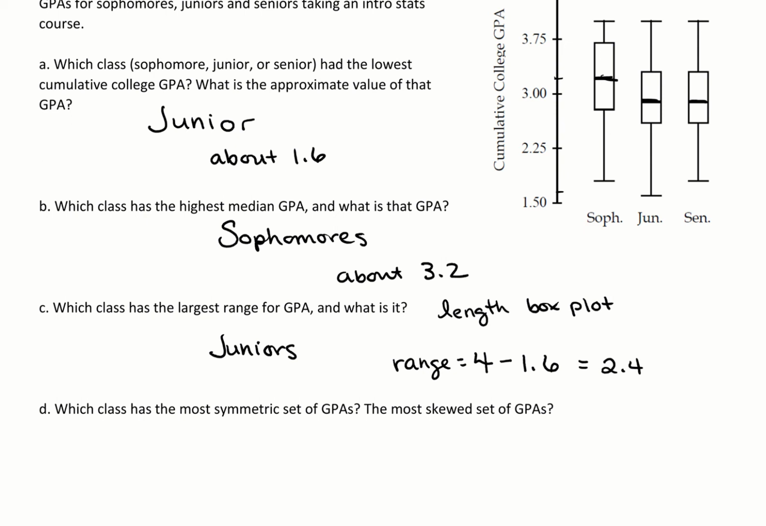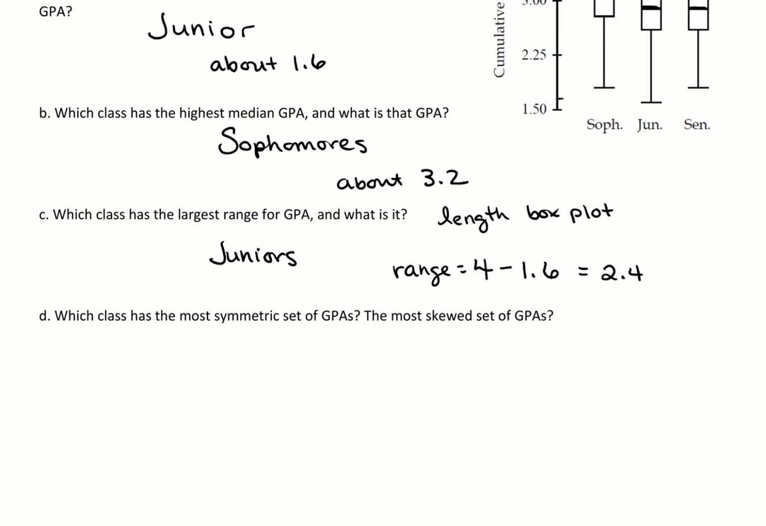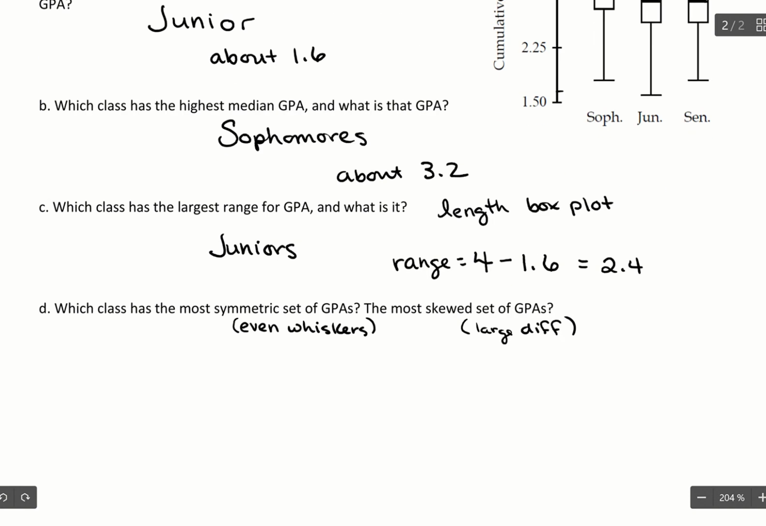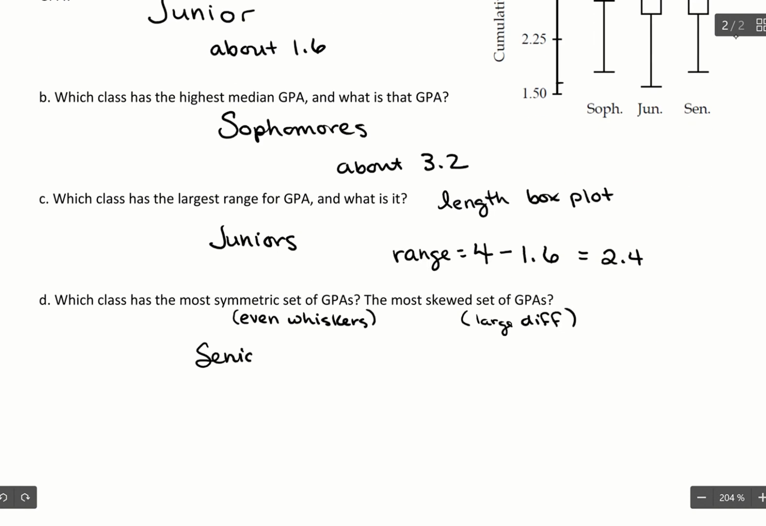So for these, we want to look at the whiskers and kind of the proportion between the whiskers. If it's symmetric, the whiskers should be about the same size. Same size and no outliers would represent a symmetric set. Most skewed would be a large difference between the whiskers. So for the most symmetric set, that looks like it's going to be seniors. If I look at that lower whisker and upper whisker, they look like they're about the same size. So seniors are going to be most symmetric.